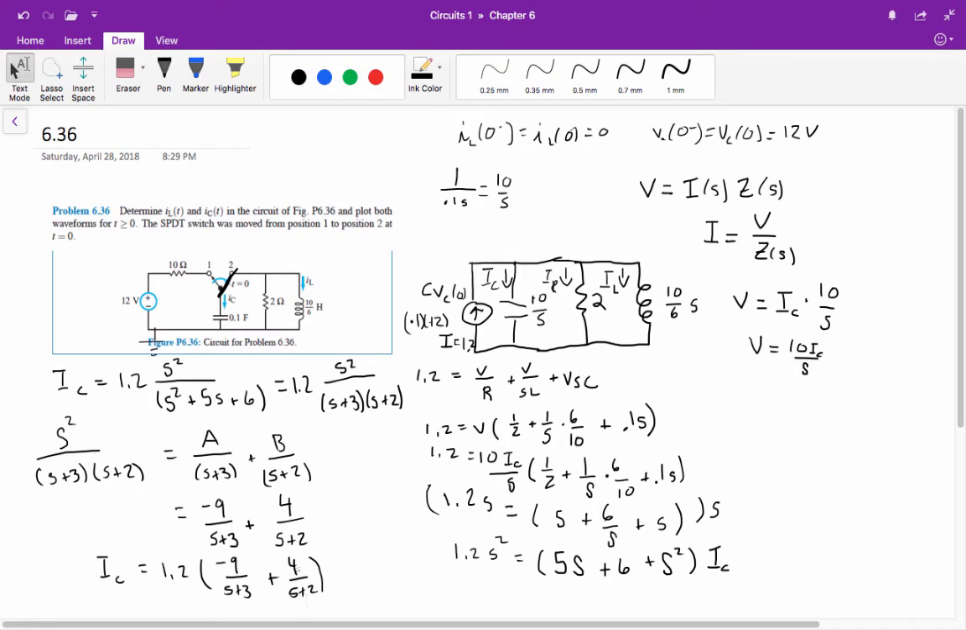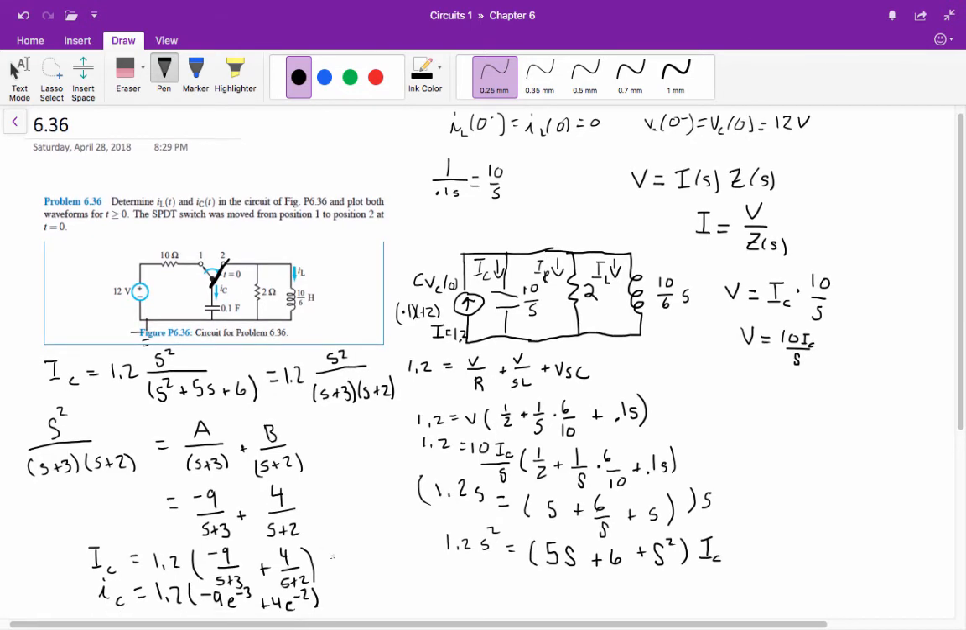Now to find IC in the time domain, these are really easy to take the inverse Laplace transform. So IC in the time domain is 1.2 times negative 9 e to the negative 3 plus 4 e to the negative 2. So that's IC.